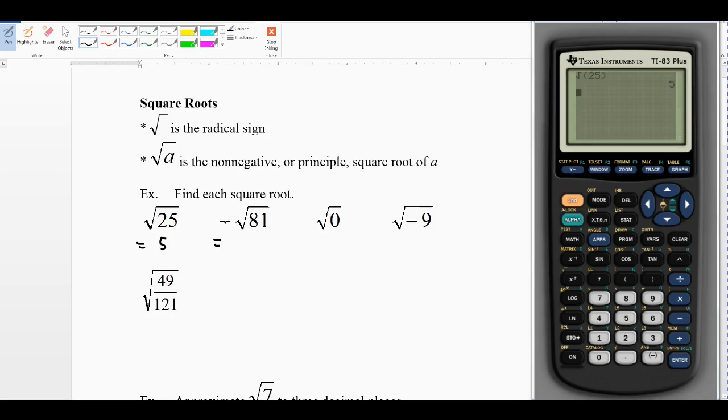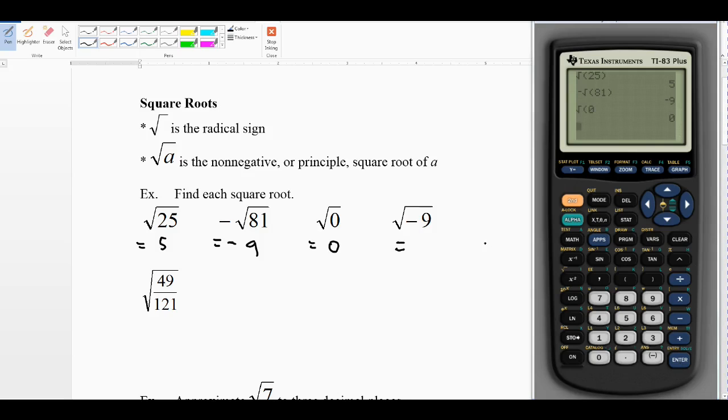Now negative square root of 81, since the negative's on the outside, the negative is going to stay. The square root of 81 is 9. Once again, you can type it in as you see it. And negative 9 is the answer. Square root of 0, what number squared gives you 0? Well, 0 does. 0 squared is 0. Or if you check it, square root of 0 is 0.